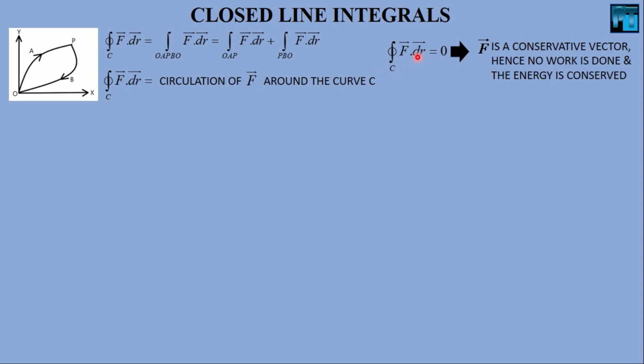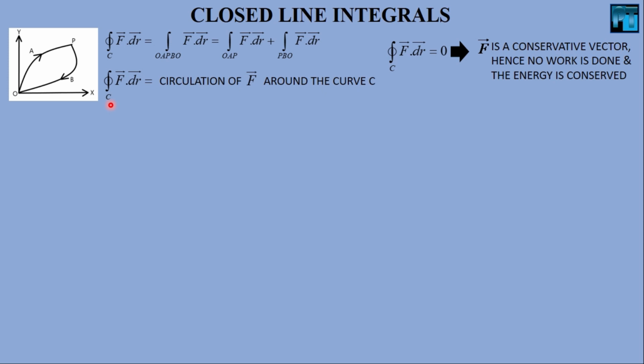Now what does this closed line integral over C of f dot dr represent? I just forgot one thing. This C represents a curve. Always, C represents a curve. This is a general notation. Now what does this mean? This closed line integral means the circulation of this vector f around this curve. Okay, now let's proceed to our problems.